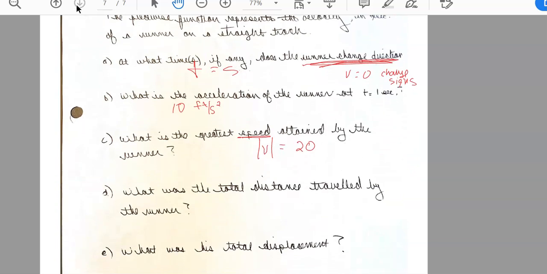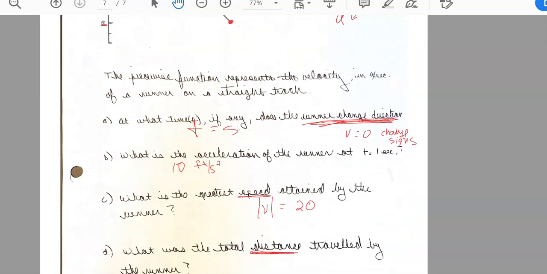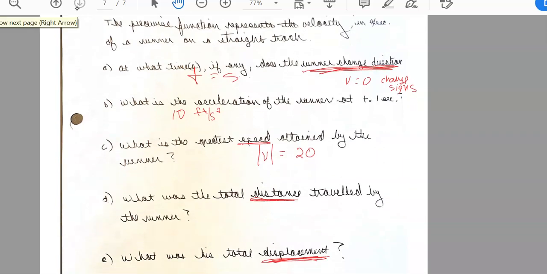And then D and E, distance versus displacement. Both require us to go upwards and take the integral of our velocity. The integral, again, accumulates change. That's the big picture item walking out of here today from this packet. If we need to accumulate change, the integral is what does that for us. It takes us from velocity to a position. These are both positions, distance and displacement. For distance, we integrate the absolute value of the velocity. For displacement, we just integrate the regular old velocity. We've already done that above.